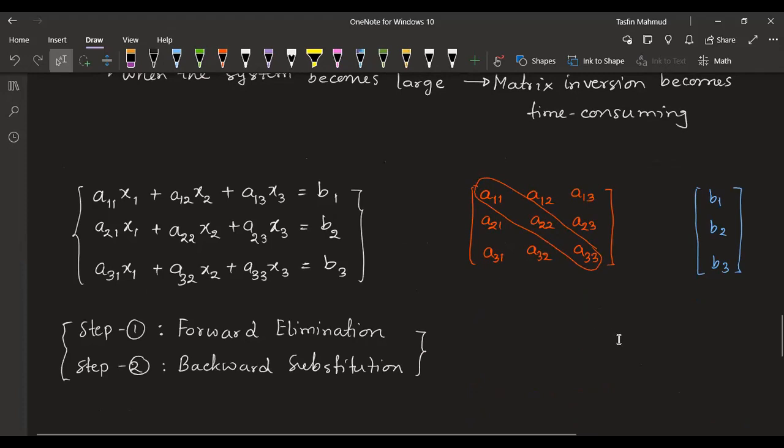A13, A22, A31, that is also a diagonal. Acha, so we can be more precise.